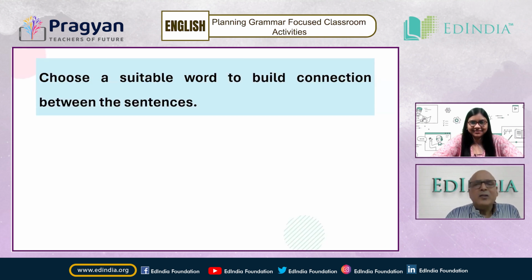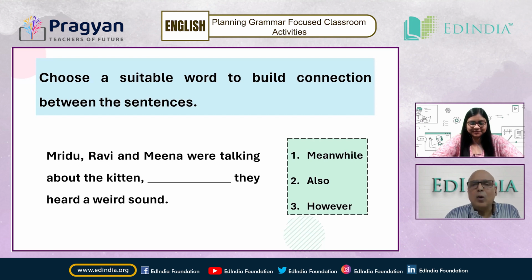Yeah. Now let's think about an option. ये एक exercise करते हैं and request all of you to choose your answer. That will be either number 1 or number 2 or number 3. Mridu, Ravi and Meena were talking about the kitten, and then there is a blank space. They heard a weird sound. Now you have 3 options and you have to choose. Number 1 is meanwhile. Number 2 is also. And number 3 is however.